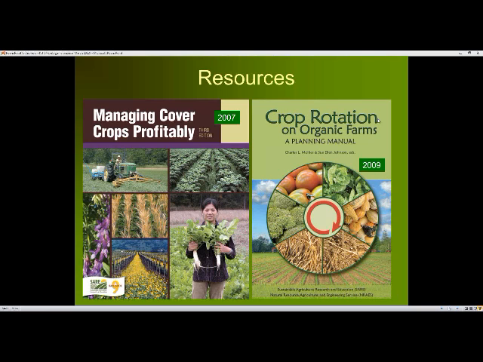And then a newer resource that I'm just becoming familiar with is this Crop Rotation on Organic Farms Planning Manual by Chuck Moeller and Sue Ellen Johnson. Chuck's from Cornell. And this is an excellent fundamental resource on planning rotations and how to utilize cover crops in those rotations.